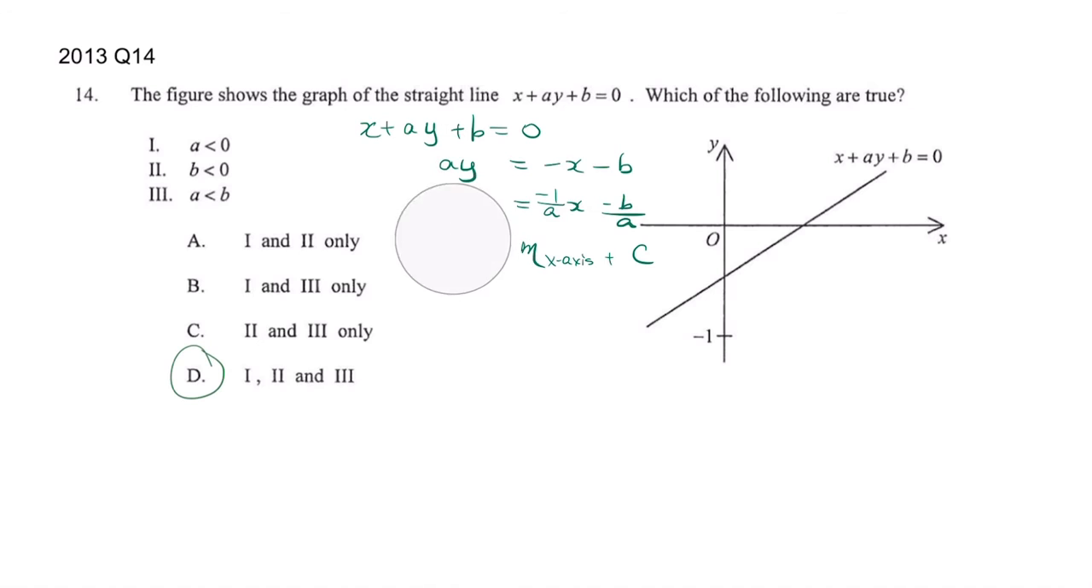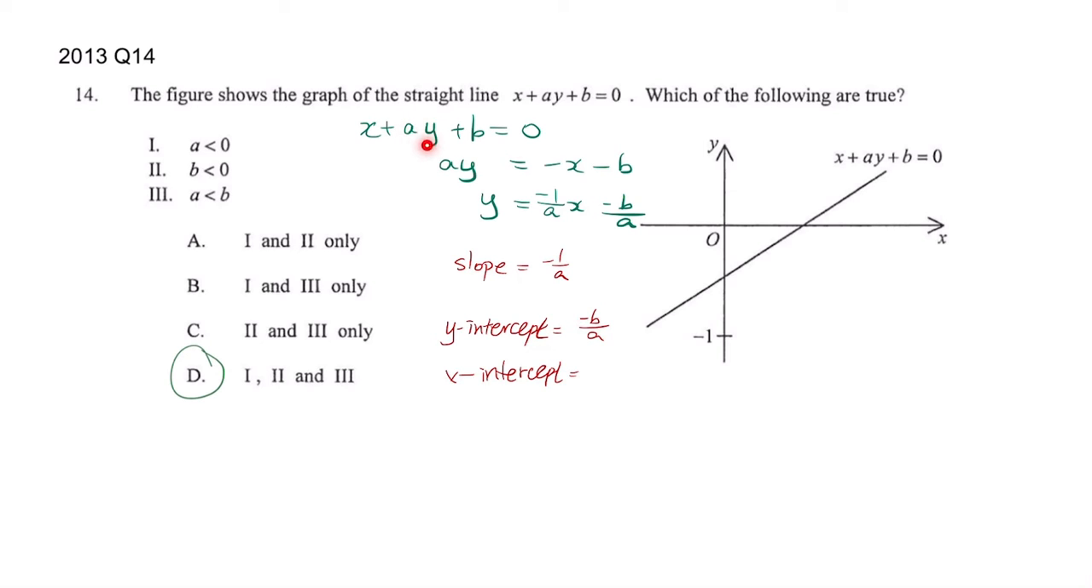So from this, from your equation, what do you get? The slope is -1 over a. And then the y-intercept is -b over a. How about the x-intercept? We also need that. The x-intercept means let y be 0.